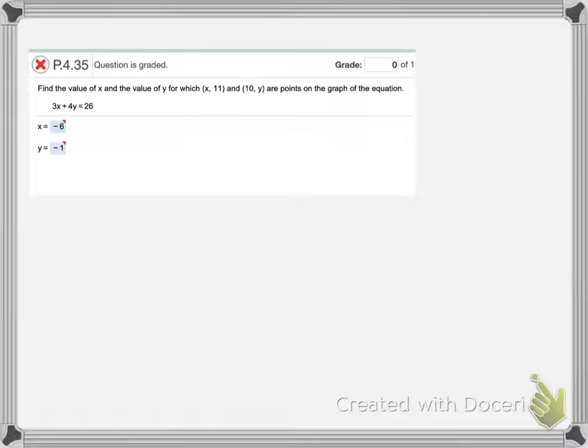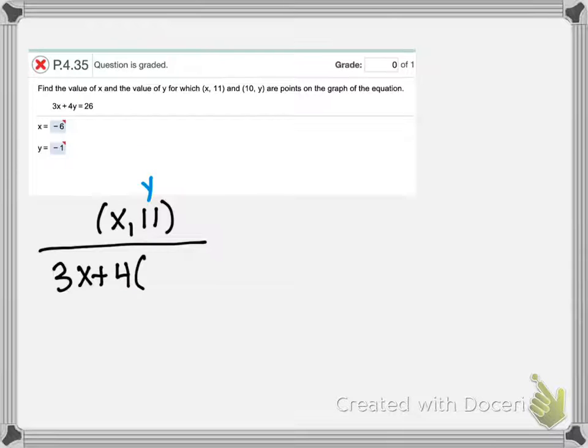Alright, so the next one, it says find the value of x and the value of y for which the point (x, 11) and the point (10, y) are points on the graph. So really this is just a basic substitution problem. I'm going to take what I know, and I have the equation 3x plus 4y equals 26. And I'm going to plug in and find what x is. So I know my y is 11, and I'm going to plug that in the equation. So 3x plus 4 times 11 equals 26.